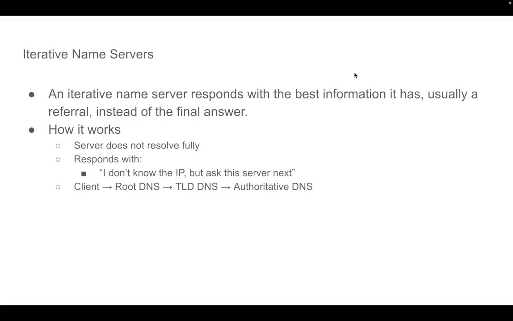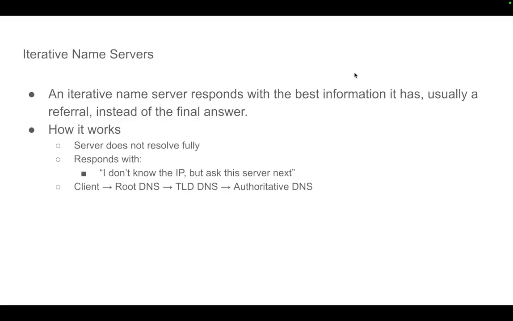An iterative name server responds with the best possible information it has, usually a referral instead of a final answer. So whenever a client initiates a DNS request, it will give the best possible answer instead of a final answer. It would refer to a particular DNS server. So the server does not fully resolve the name. It responds with I don't know the IP, but ask the next server.